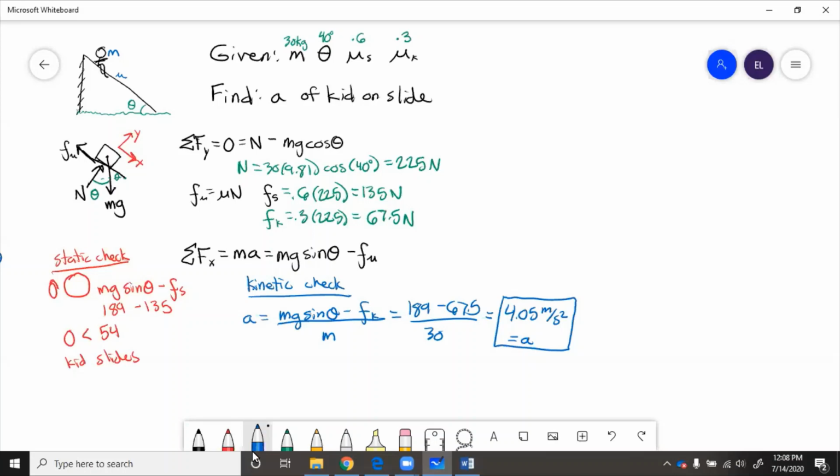Found his acceleration. Now, if for some reason he didn't slide, like say it was less than 0, then acceleration would just be 0. You wouldn't have to do a kinetic check because you'd know he doesn't slide. And so then finally, we solved out for the answer.